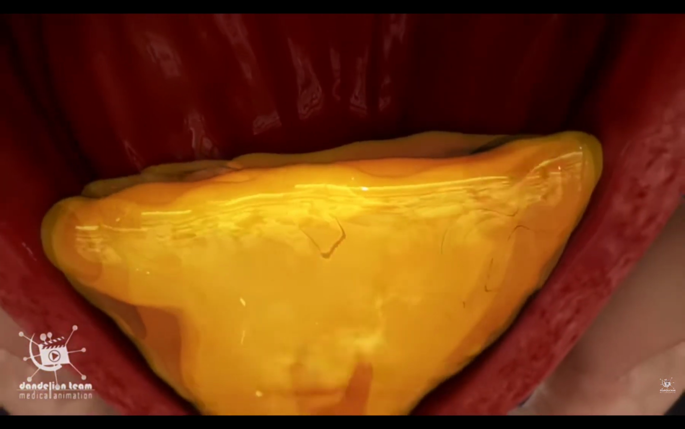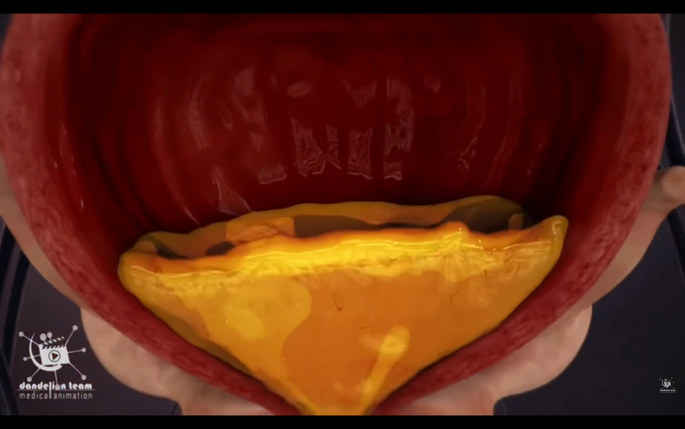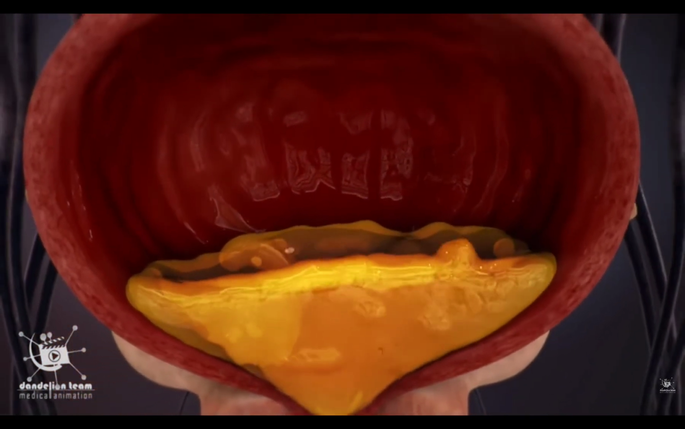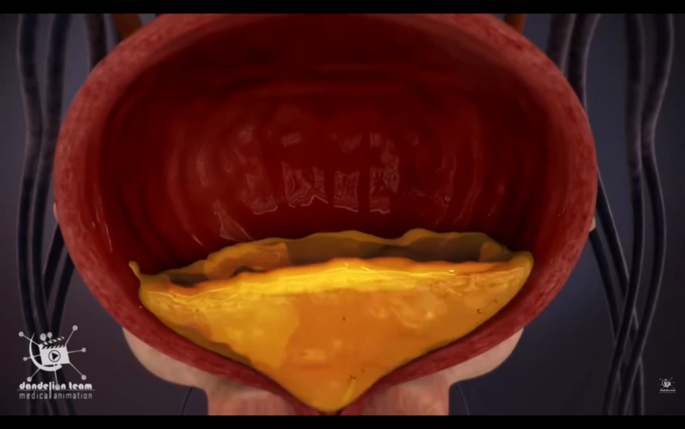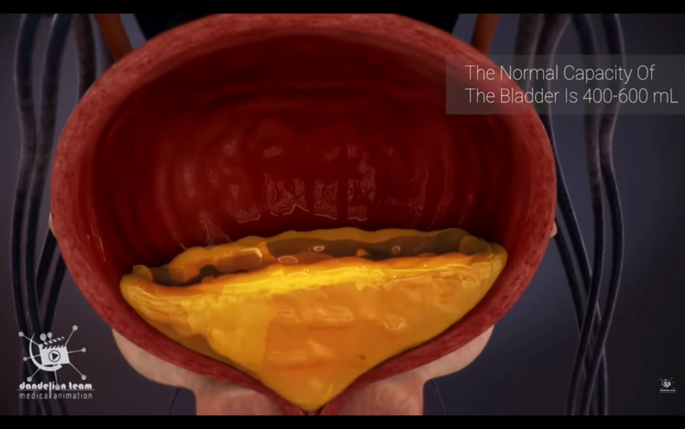The bladder is about the size and shape of a pear when empty. The bladder's walls relax and expand to store urine, allowing urination to be controlled. The normal capacity of the bladder is 400 to 600 milliliters.